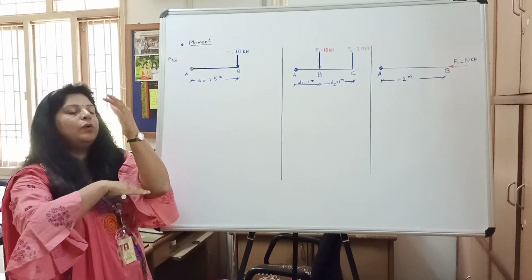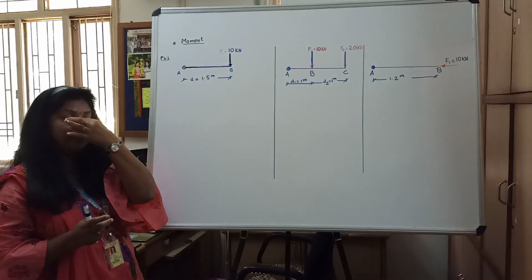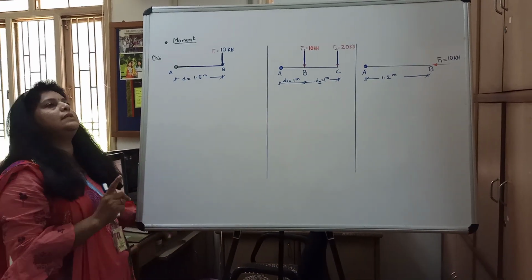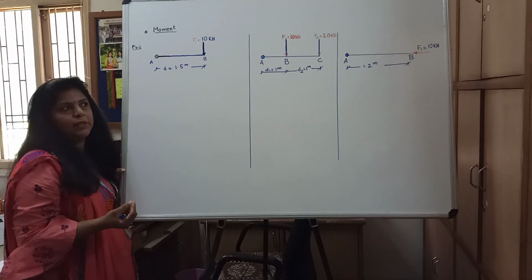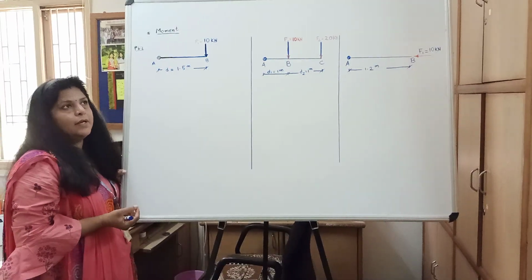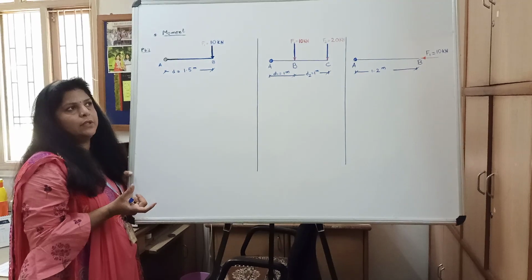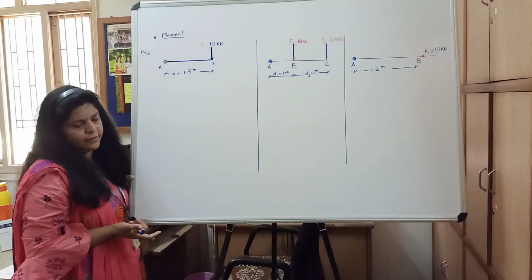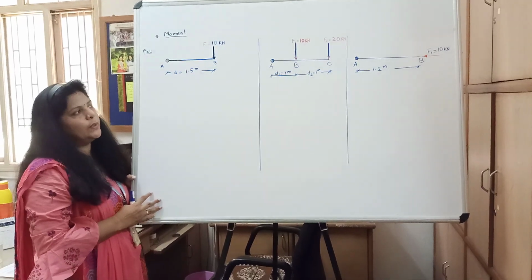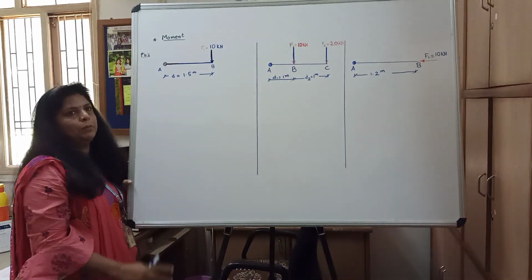Now, very important, the distance. Always the turning effect is produced at a pivot or at a point or at a pin, right? So distance will be measured with respect to the point where the moment is being calculated. Today we are going to study three problems.